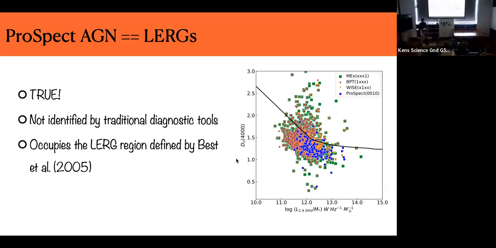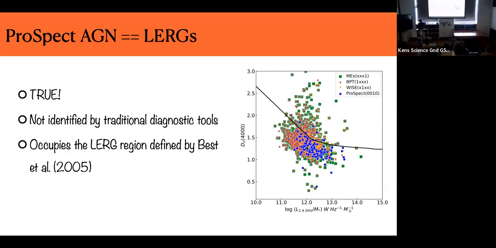So just to verify if that is actually the case, I used this diagnostic diagram, which was developed by Best et al. in 2005. The diagram shows the Dn4000, which is a proxy for the age of the galaxy, as a function of galaxy radio luminosity per stellar mass. And this selection line here: any galaxy which occupies the region of this diagram below that selection line is identified to be a lurk.